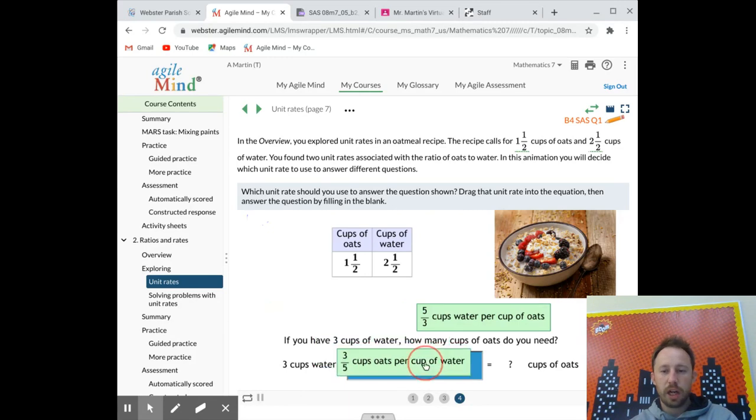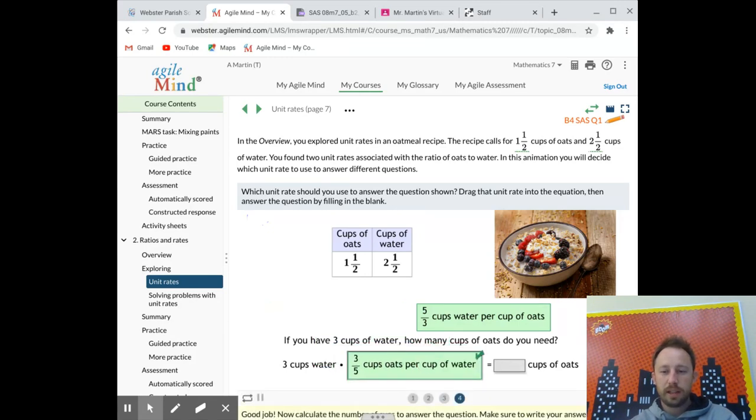3/5. Good job. All right. And so when we do that, how do we figure out how many cups of oats we would get? What do we have to do? We first multiply 3/5, which we get 15. Then we divide 15 by 3, which would be 5. All right, you're close. So 5 cups of oats. All right, you're close.